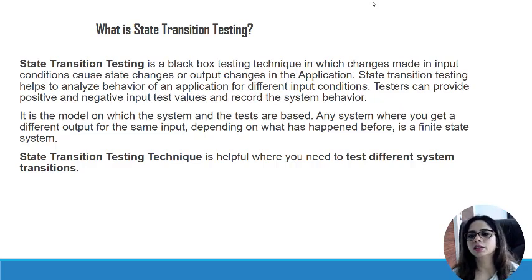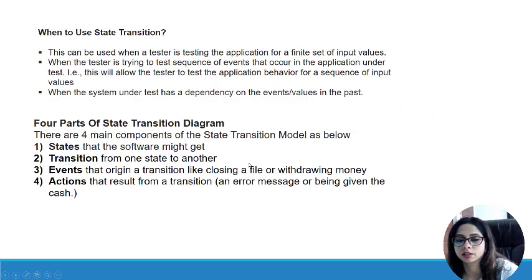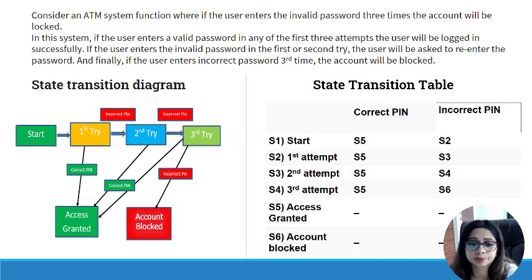In this technique, we understand the behavior of the application on different input conditions. Let's understand a few terminologies before understanding this concept. The four terminologies are state, transition, events and actions. To understand these, let's look at a diagram that will make it more clear.